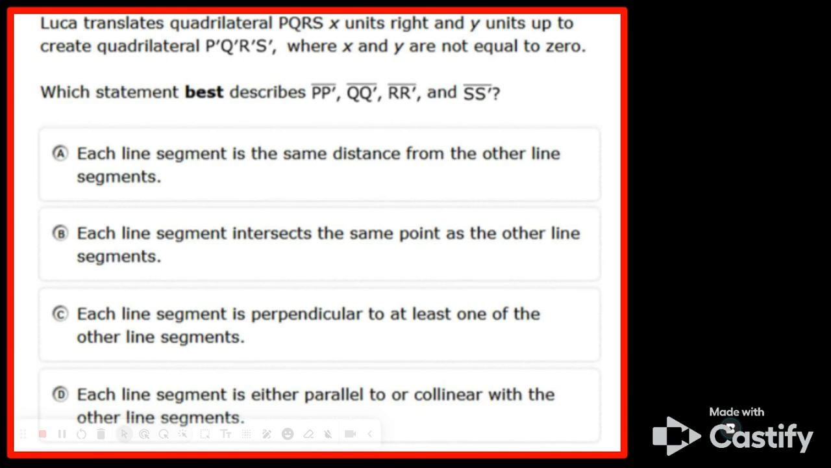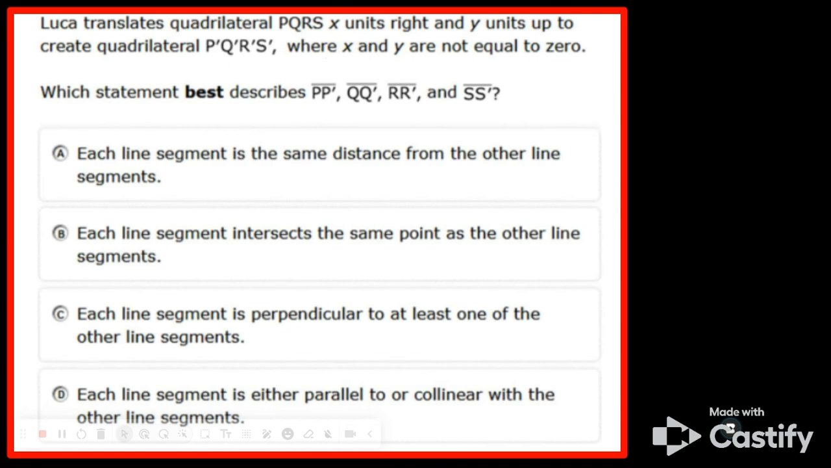All right. Again, let's start that question over. Luca translates quadrilateral PQRS, X units to the right and Y units up to create quadrilateral P prime, Q prime, R prime, S prime. And it's important to note that the X value and Y value are not equal to 0. So it didn't stay in place. It traveled this many places to the right and this many units up. So we shifted and slid.